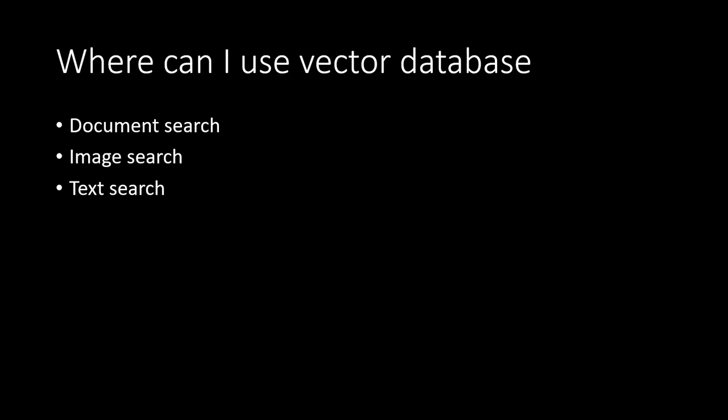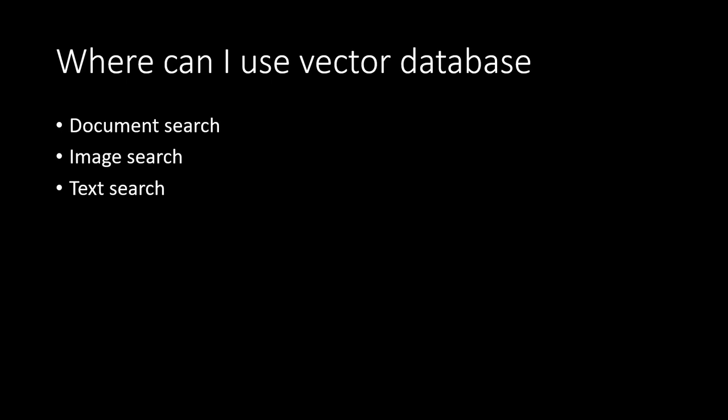Let's move on to another question. So where can I use vector database? Now, these are the three main areas which I can think of. So the first one is document search. You can use vector database for searching your documents based on the topic, or if you want to do sentiment analysis, then you can use it for this. Next one is for image search. So based on the visual content and the style of your image, you can use vector database.